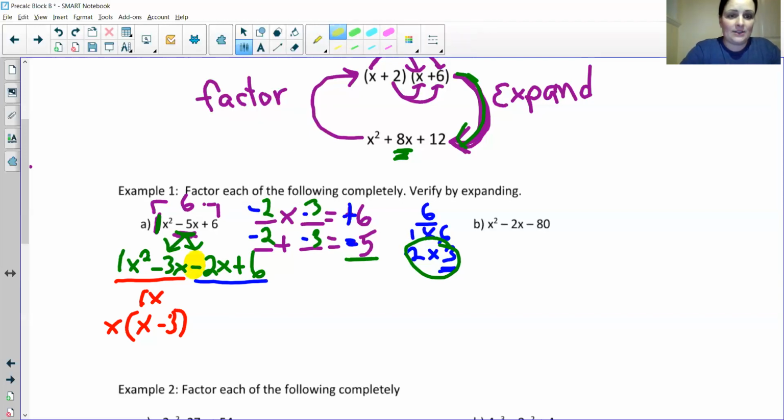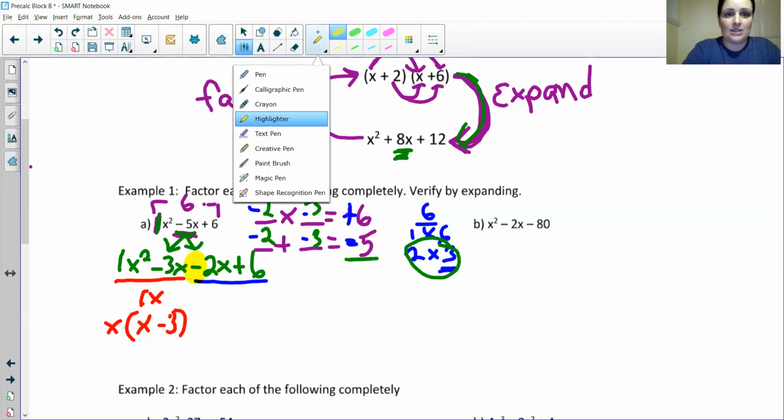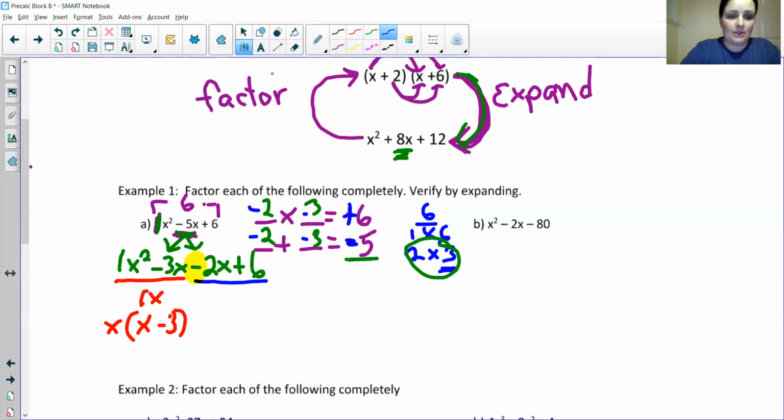Now, little tip, whatever symbol's here is going to be the symbol here. So we're going to do a negative factor here. So the largest number that goes into -2 and 6 is -2. So if I divide both -2x and 6 by -2, that's my greatest common factor. I'm left with positive x, and then positive 6 divided by -2 is -3.